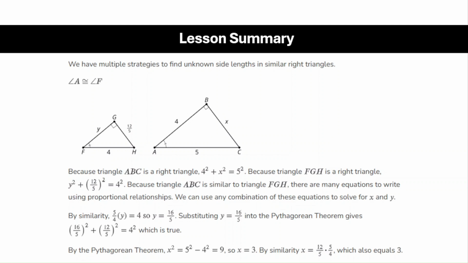So we can use any mixture of writing or rewriting the Pythagorean theorem. We can write and then rewrite forms of the proportionality equations that we set up. And in doing so, we can find these missing side lengths. And that's what we're going to be looking at in today's lesson. So now that we're done with the introduction, let's go ahead and take a look at the practice problems.